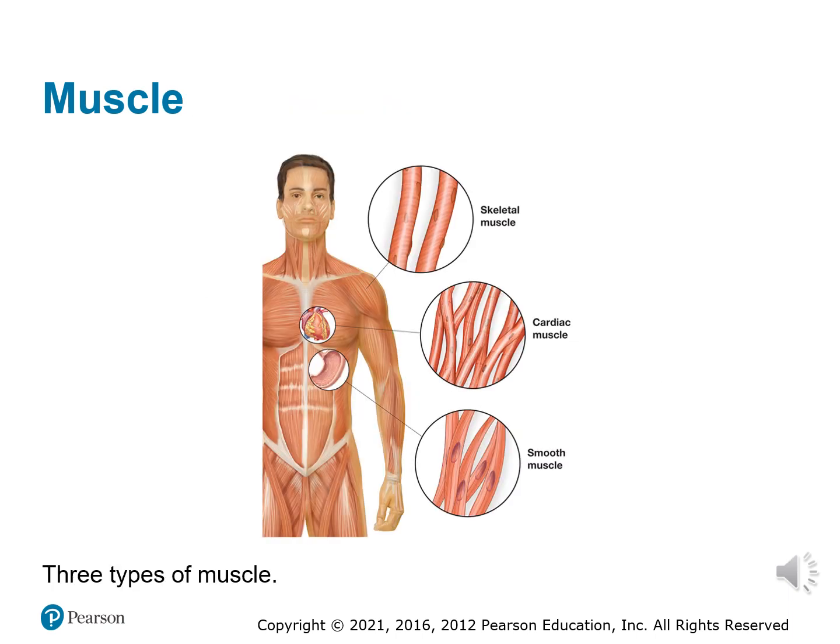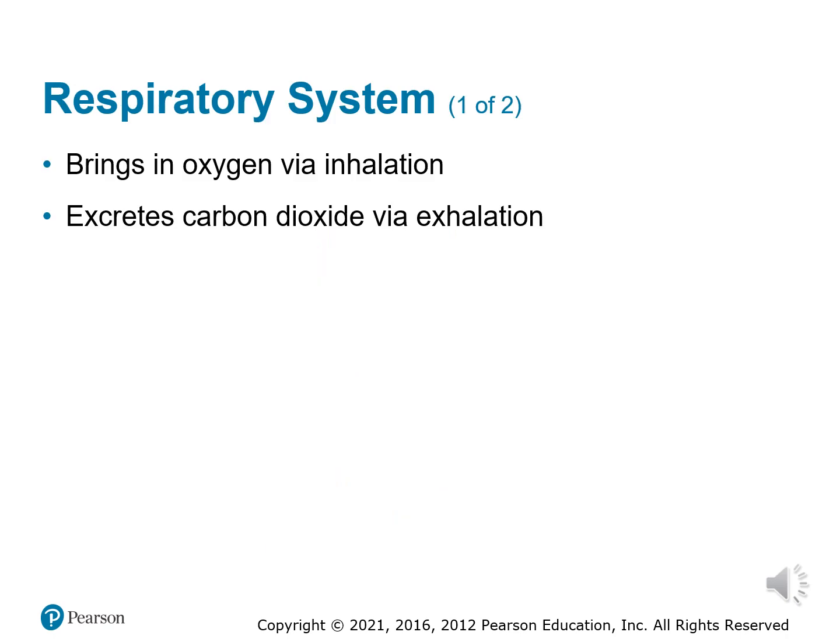So here's a diagram of the three types of muscles: the skeletal muscle, the cardiac muscle, and the smooth muscle. So with the respiratory system, the purpose of the respiratory system, also known as the pulmonary system, is ventilation and oxygenation. So oxygen, which is O2, is moved into the bloodstream through inhalation, and carbon dioxide, which is CO2, is picked up by the blood and excreted from the body through exhalation.